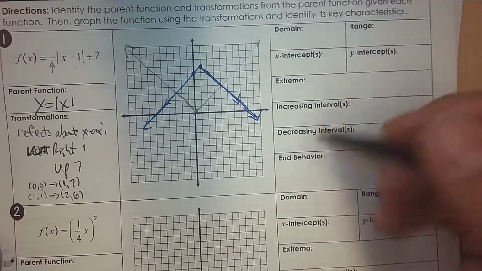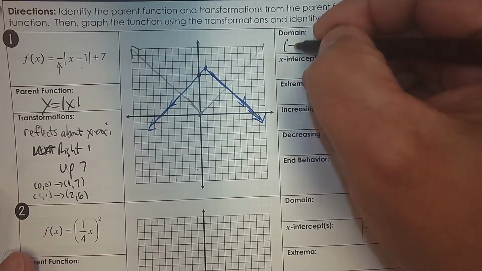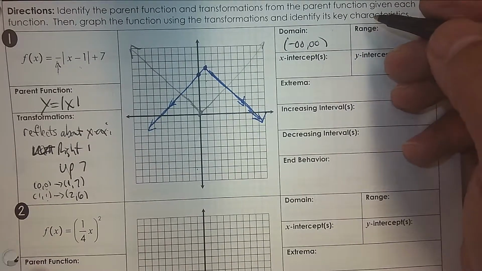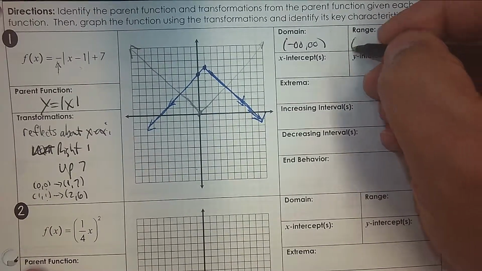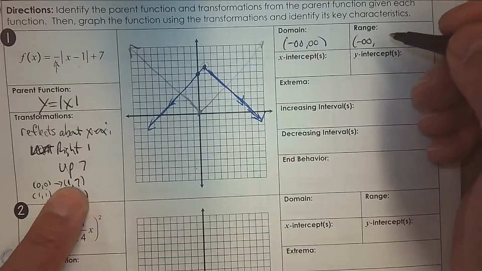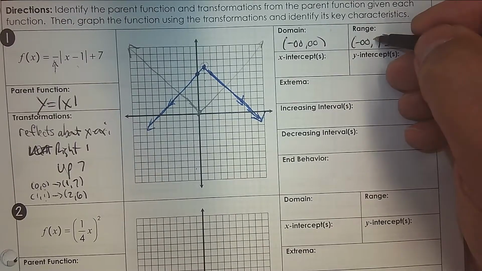So can you tell me the domain? Well, the domain of any absolute value is going to be all real numbers. What's the range now? Well, the range actually, the bottom is -infinity, and it goes to the top point there. We said that top y coordinate is 7. So it goes from -infinity to 7.